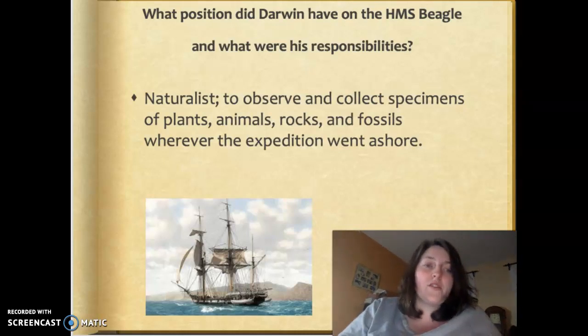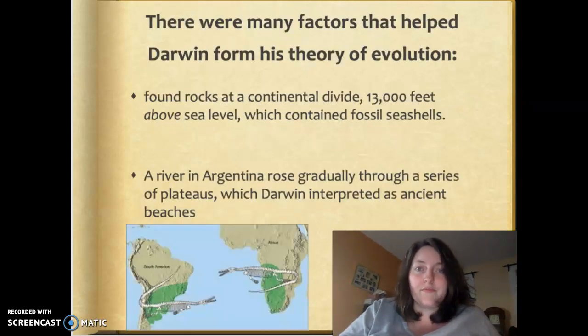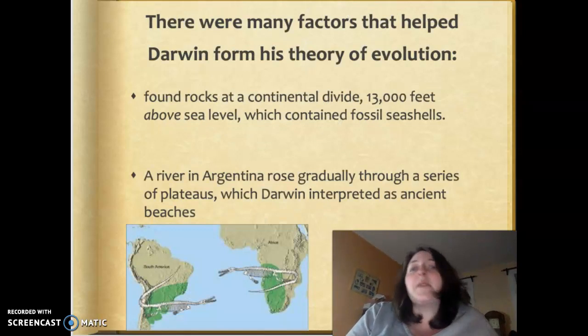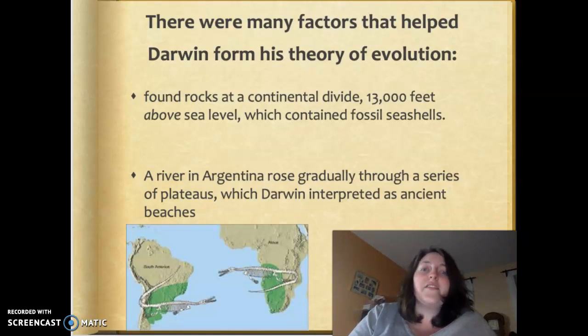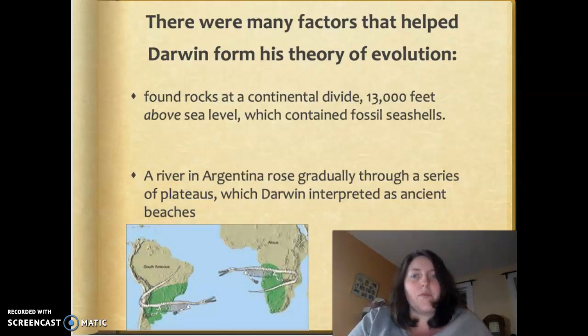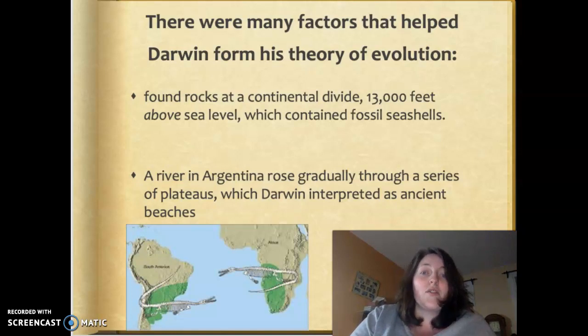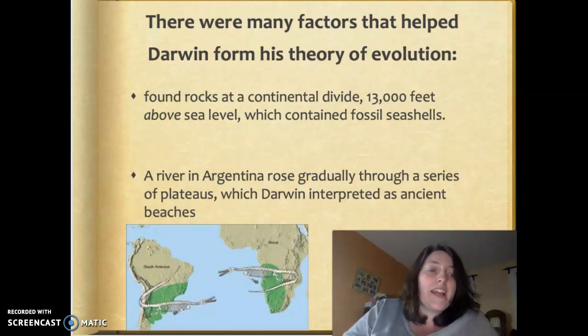Wherever the expedition went, he went. There were a ton of things that helped him form his theories. There were some cool rocks he found on continental divides above the sea level, which contained seashells, which was odd. 13,000 feet above sea level with seashells. There was a river in Argentina, which gradually rose through a series of plateaus, which appeared to be ancient beaches.